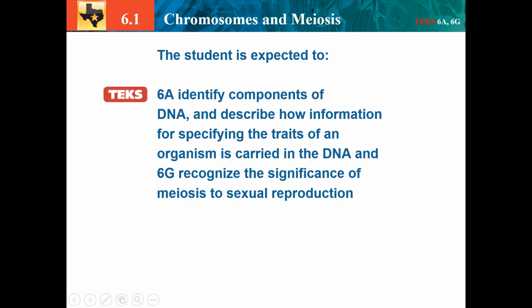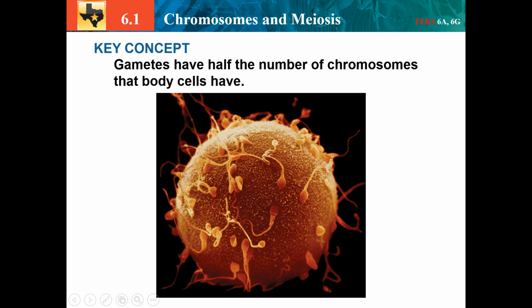All right, so this is chapter 6, section 1, and it's going over chromosomes and meiosis. So the objectives are to identify the components of DNA and describe how information for specifying the traits of an organism is carried in that DNA, and then recognize the significance of meiosis to sexual reproduction. So another key concept is that gametes have half the number of chromosomes that body cells have. And I'll explain more of what each of those words mean in the coming slides.